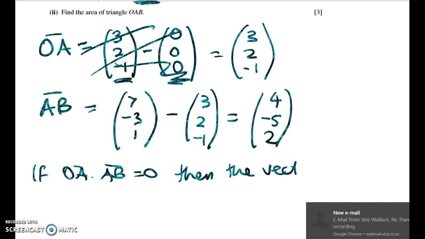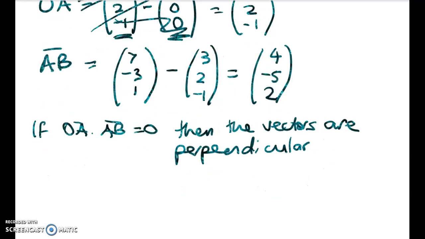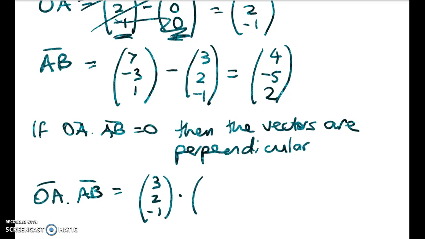then the vectors are perpendicular. So I'll do it that way now. But that is going to leave us a little bit more work to do in the second part than if we instead use Pythagoras. So OA dot AB is equal to 3, 2, negative 1 dot 4, negative 5, 2.